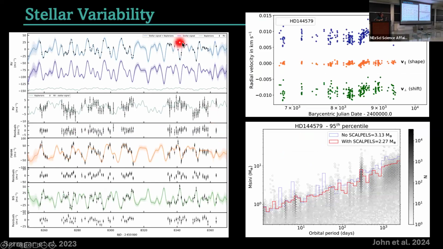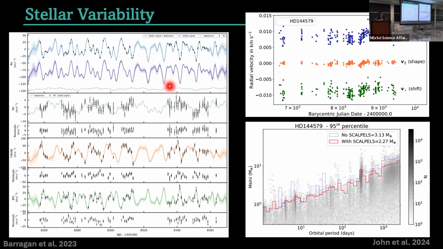You can try to model here, as you see on the left, the stellar variability in the radial velocity measurements alongside the Keplerian contributions, which are this little green squiggle here. And so we do that by looking not only at the radial velocities, but also activity indicators that help us track what the star is doing.